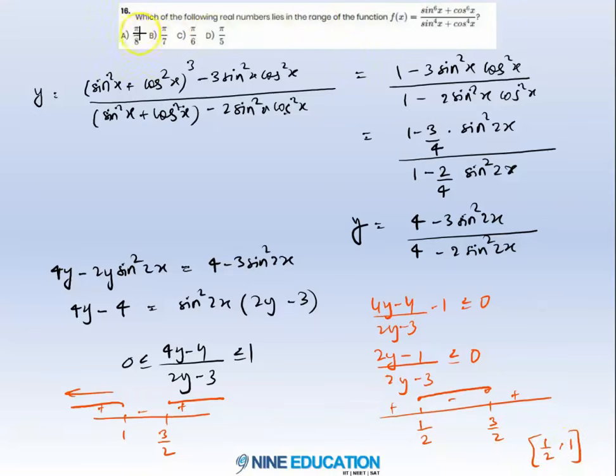If you check the options, pi by 8, 3.14 by 8, is less than half. Similarly, 3.14 by 7 is less than half. Pi by 6 is a little bit greater than 0.5, so it can be an option which we can mark as correct. Given option D lies in the given range.